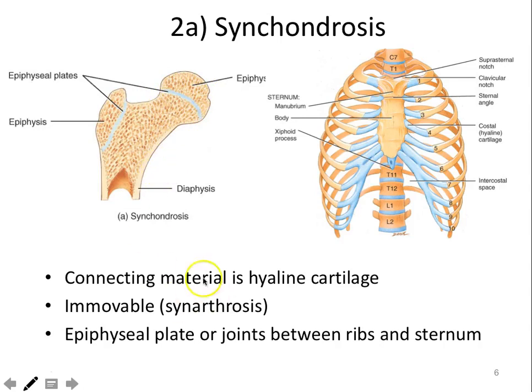Okay. In this case, we really hope that that's immovable, right? You don't want all of a sudden the head of your femur detaching from the rest of your leg. That would be very, very bad. Okay. The other place where you'll see this is between the ribs and the sternum. So you see these strips of cartilage connecting the sternum to the ribs.